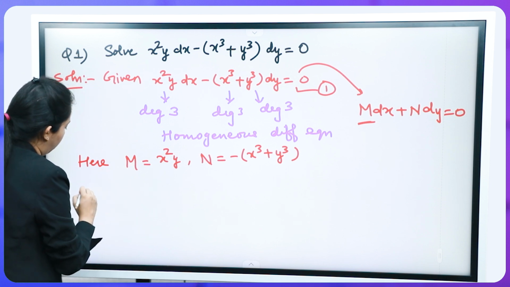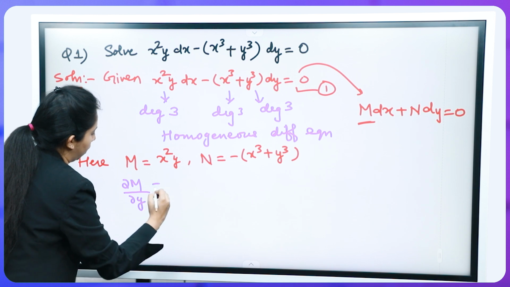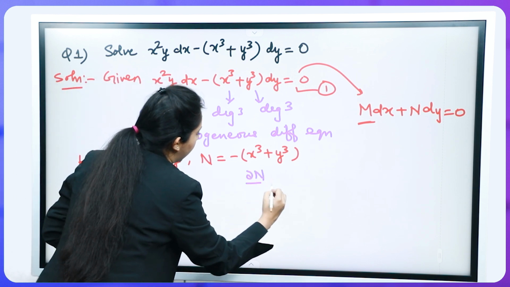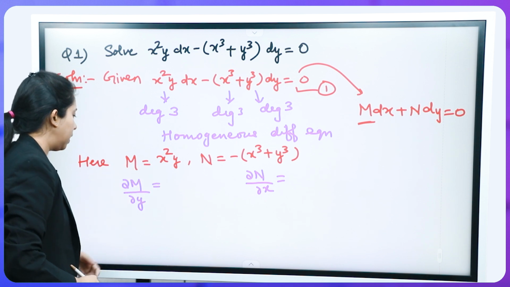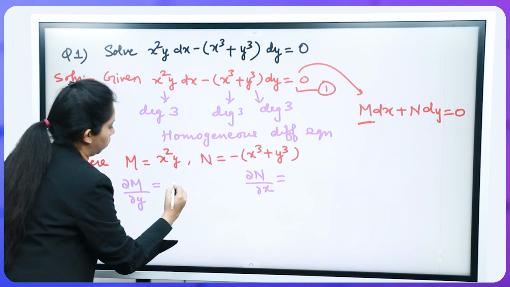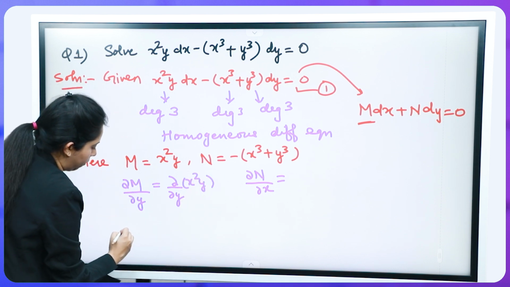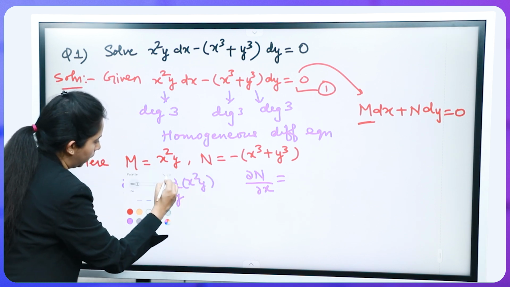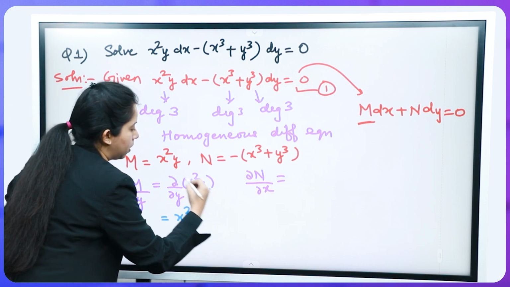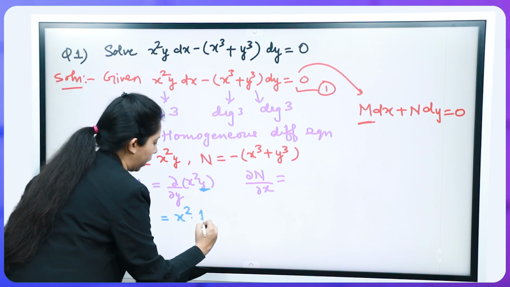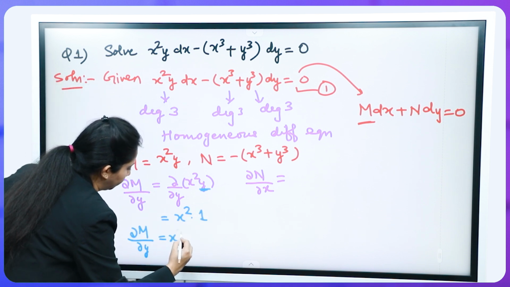Second step is to partially differentiate M with respect to y and partially differentiate N with respect to x. So the first step was to write the value of M and N, and the second step is to differentiate M with respect to y. Here the function is x²y. Since we are differentiating partially with respect to y, x² will be treated as constant and partial differentiation of y with respect to y will be 1. So here the value of ∂M/∂y is x².